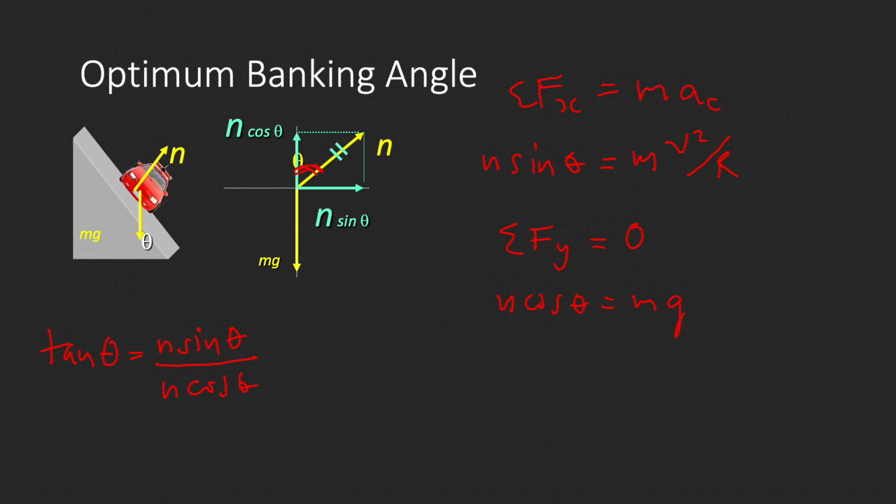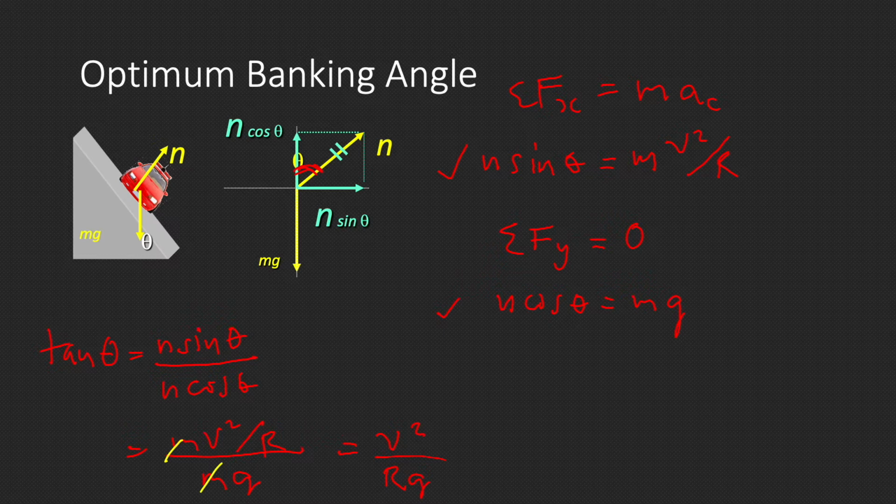So now our tan theta is equal to, let's substitute the values. We have set here that n sine theta is equal to mv squared over r, divided by n cosine theta, which is mg. Okay, so we can cancel m. Now we can say that tan theta is equal to v squared over r times g, or gr.